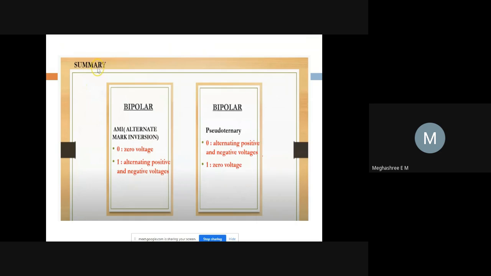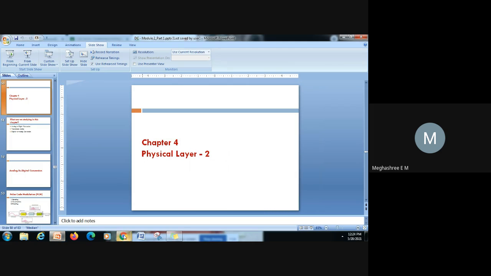Let me summarize what we discussed here. Under AMI, that is alternate mark inversion, 0 means 0 voltage, and 1 means alternating positive and negative voltage. Whereas pseudo ternary is another version of AMI, where 0 means alternating positive and negative voltage, and 1 means 0 voltage. Yeah, that's all under this encoding technique.